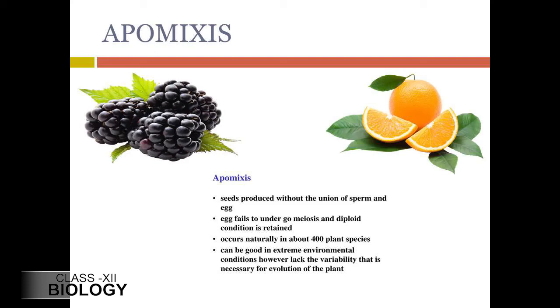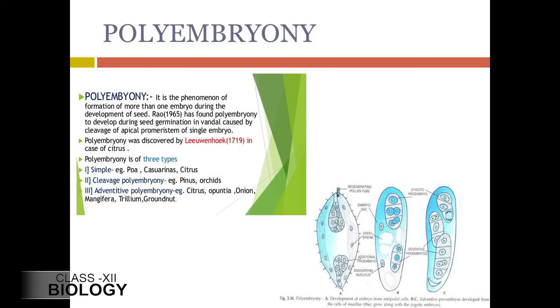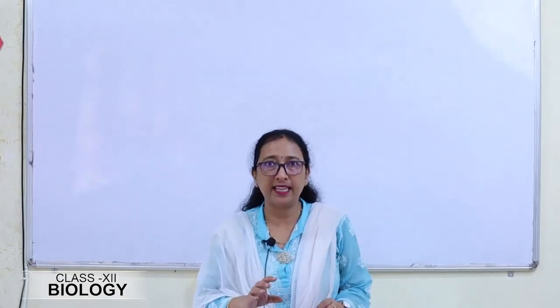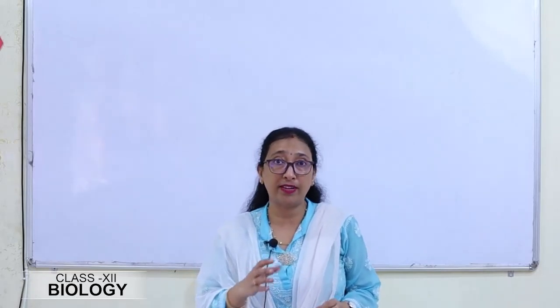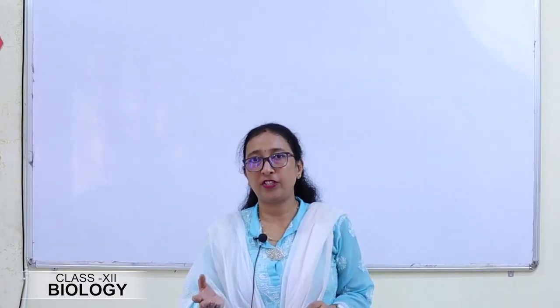Now, what is apomixis? Seeds produced without the union of sperm and egg, and it occurs naturally in about 400 plant species. Apomixis can be triggered because at low temperature the plant opts for apomixis rather than true fertilization, amphimixis. Low temperature, or auxins and gibberellins, the plant hormones, can trigger apomixis. Polyembryony, more than one embryo during the development of the seed. We have seen polyembryony. So we have completely seen the chapter, and I think you have understood the chapter reproduction in flowering plants.